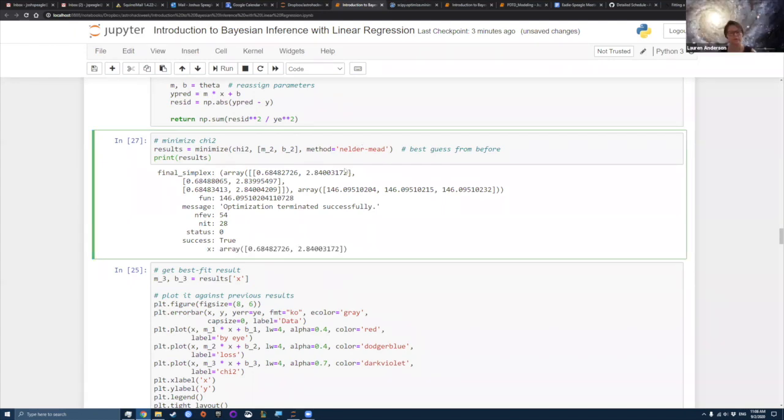Oh, interesting. Yeah, I saw the number of function evaluations go way up for that one. Yeah, exactly. So Nelder-Mead tends to require a lot more function evaluations because it's essentially using a slower but more robust algorithm.